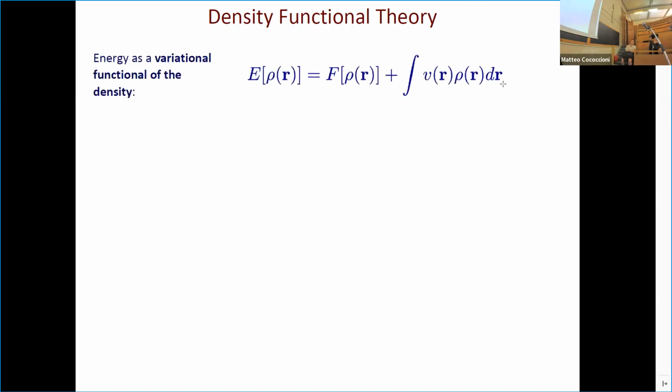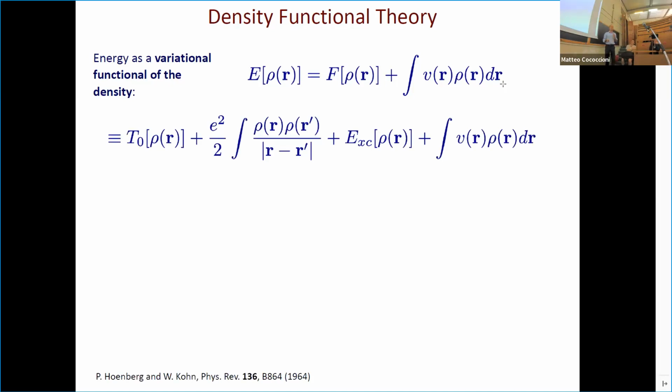So I prepared, let me take this off. Okay. I prepared an introductory slide on density functional theory, but after all you saw these days, I don't think there is much need to review the basics of the DFT theory, which you saw on the first day.